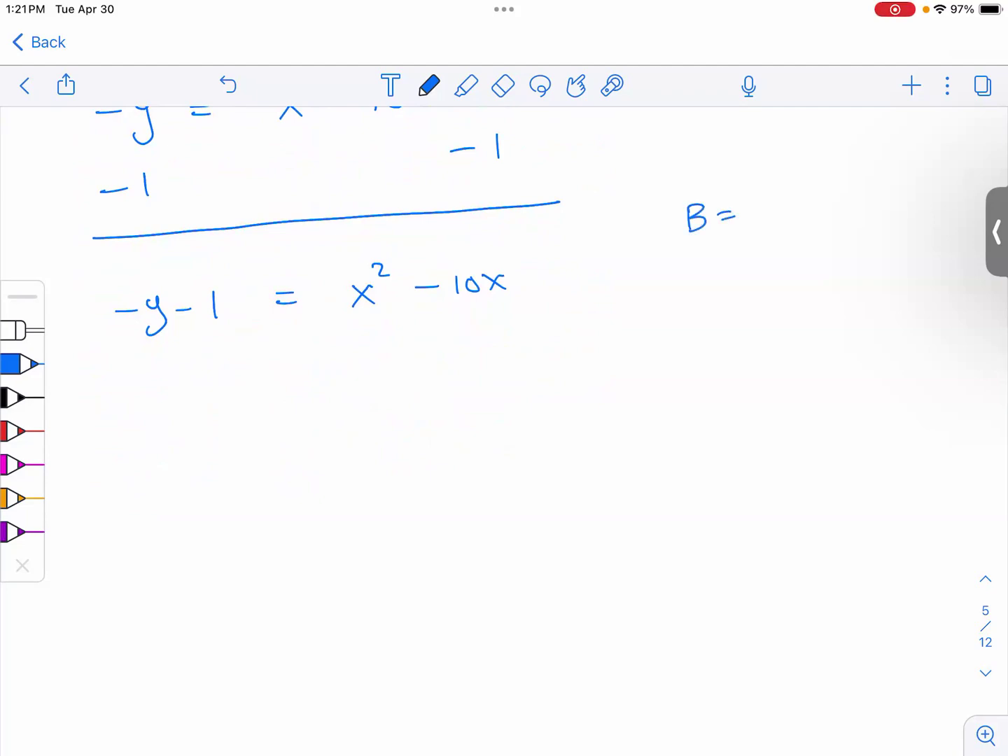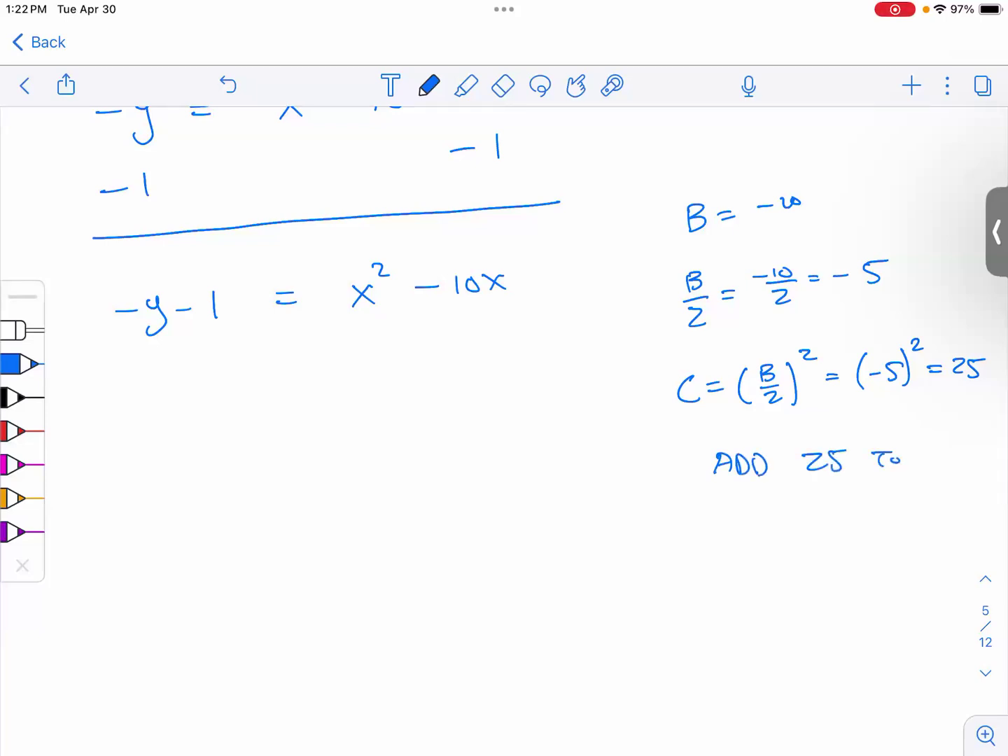Now, we still do a lot of similar things. It's just about how complicated those steps are in between. So once I get all the x's by themselves, I'm going to ignore the left side and just look at the right side and say, okay, once again, what's b? -10. And then b over 2 is -10 over 2, -5, -5 squared, which is 25. And now the difference on this one is add 25 to both sides.